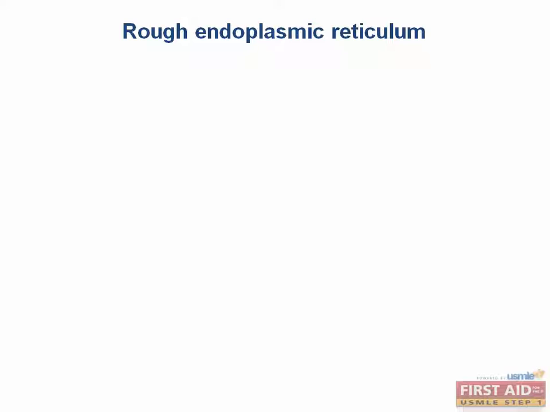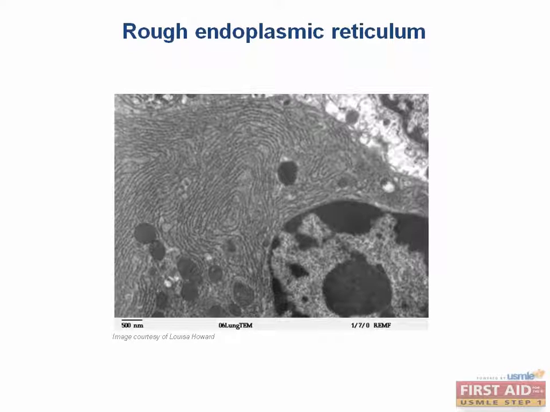Okay, we're going to switch gears now and talk about the different parts of the cell. We'll start with the rough endoplasmic reticulum, or RER. The rough endoplasmic reticulum is endoplasmic reticulum that's covered with ribosomes. This gives it a rough appearance under electron microscopy.